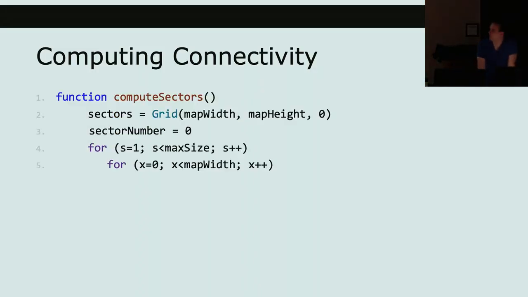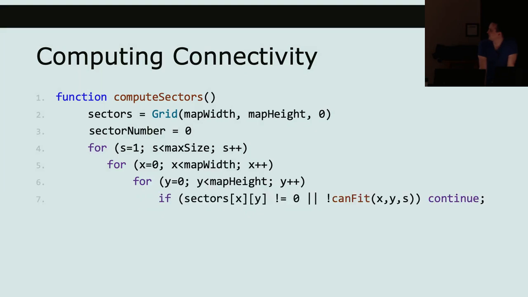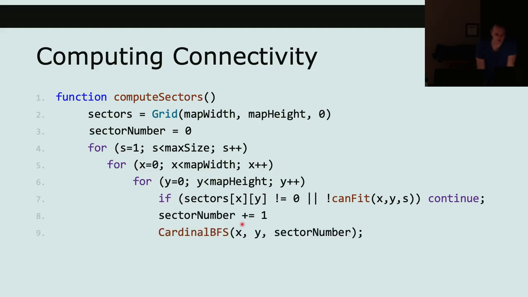So for each size that we have, for each width, and for each height, we're going to do this computation. And if sectors x, y, and of course that'll also be s in there, is not equal to 0, or we can't fit, then we skip this one. Otherwise, we can start a new BFS there. And if we can start a new BFS there, then we increase that sector number by 1. So now we'd be putting the number 1 in there. And we do a cardinal BFS starting at x and y with the sector number that we want to fill in. And that's it.